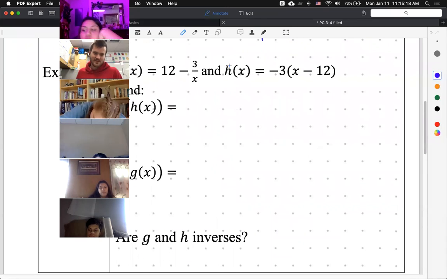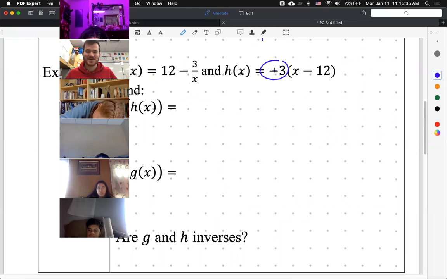But let's plug them in. For example, there are your two functions, our g of x functions. I changed the letters randomly, g and h instead of f and g. So g of x is 12 minus 3 over x, and h is negative 3 times the quantity of x minus 12. At first glance, yeah, it probably is, right?